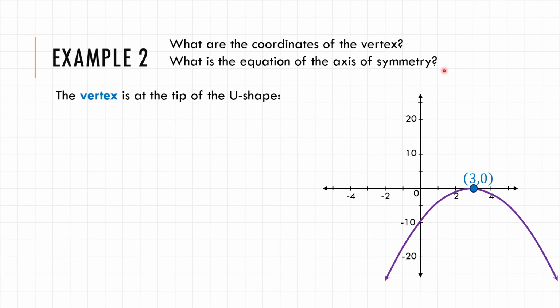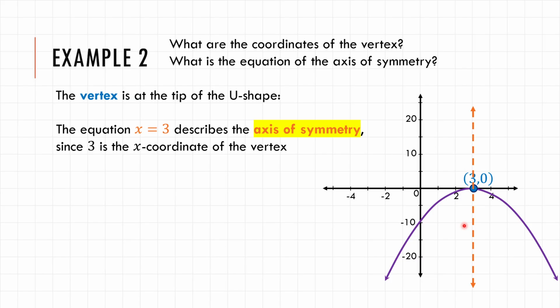As for the equation of the axis of symmetry, now that we have the vertex, it's so easy to find. We know that it is a vertical line, and vertical lines always have the equation x equals some number. And so that vertical line right here, the axis of symmetry, will just be x equals 3, because we know that number is always going to be the same as the x coordinate of the vertex.